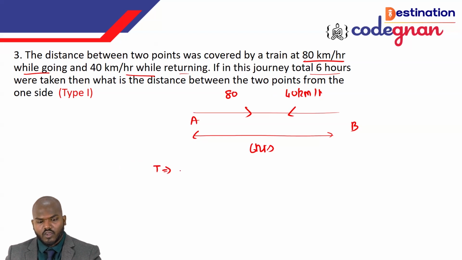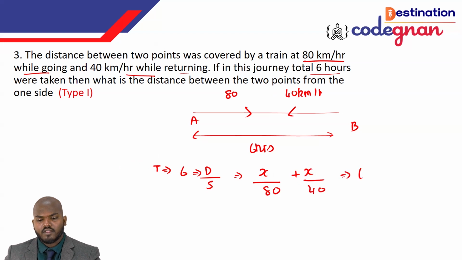The time we can call 6 hours. The formula is distance by time. If you apply that, the distance I don't know, so I can call it x. And x by 80 plus x by 40.